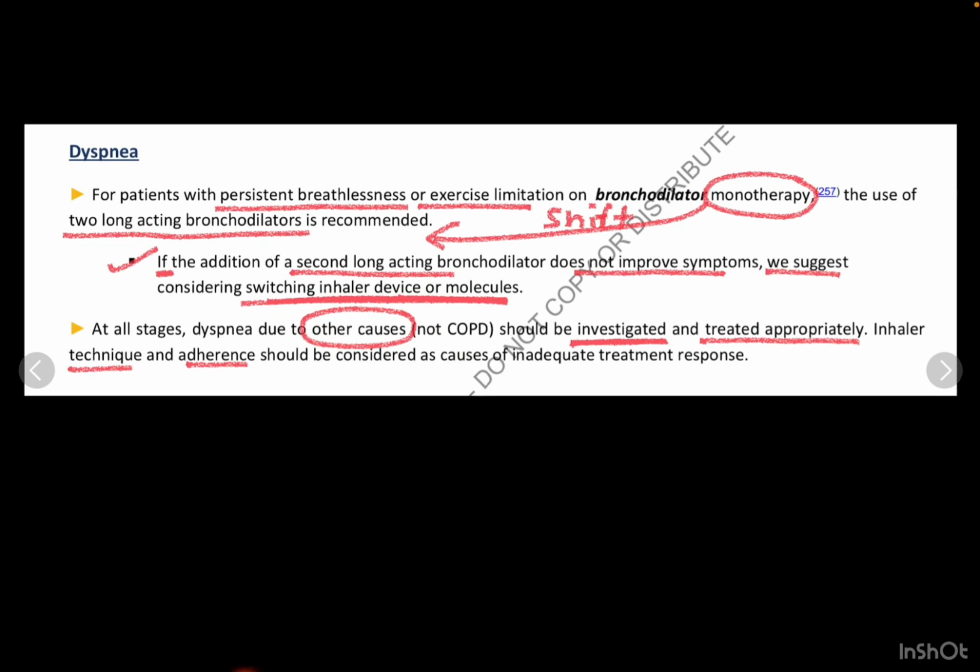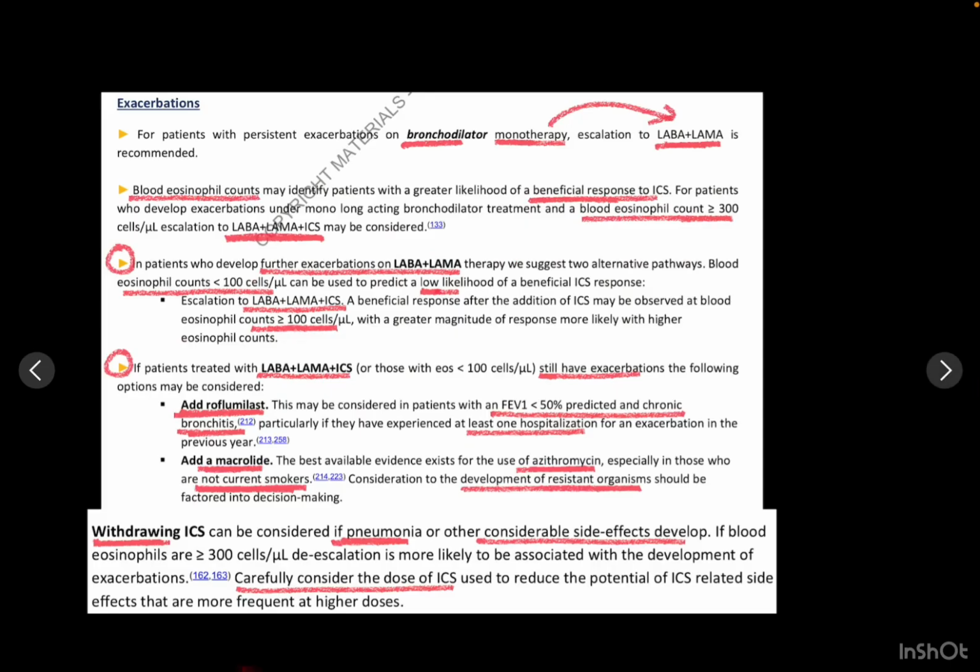They are saying inhaler technique and adherence should be considered as a cause of inadequate treatment response. Now they are talking about exacerbations. For patients with persistent exacerbations on bronchodilator monotherapy, first we have to escalate to LABA and LAMA combinations. If the blood eosinophil count is already more than 300, then we have to give LABA, LAMA plus ICS triple combinations.